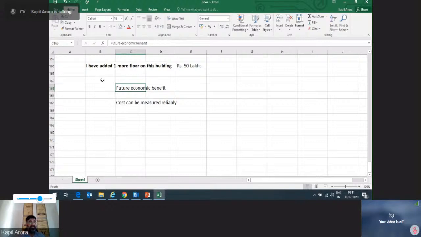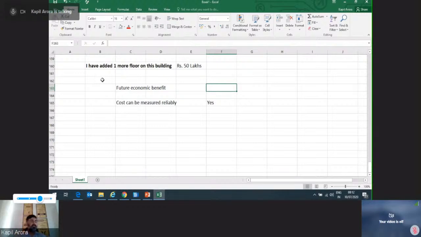Can this be added? Is it going to give me future economic benefit? Can cost be measured reliably? Cost, I already know that I have spent 50 lakhs. So yes. Right? What about the future economic benefit?